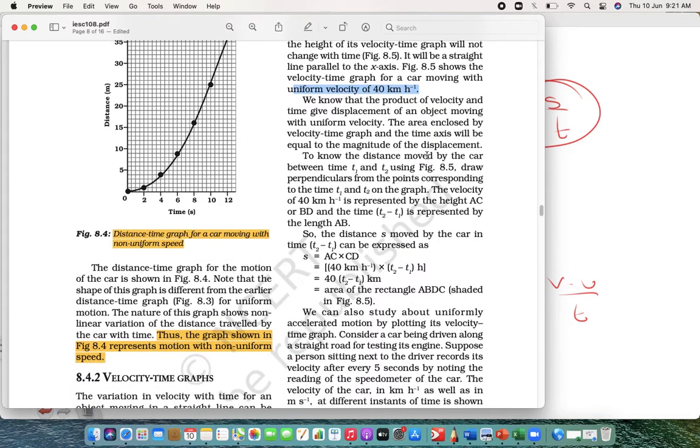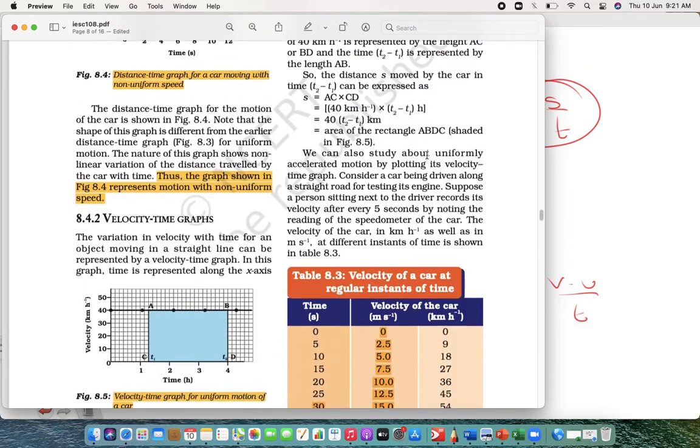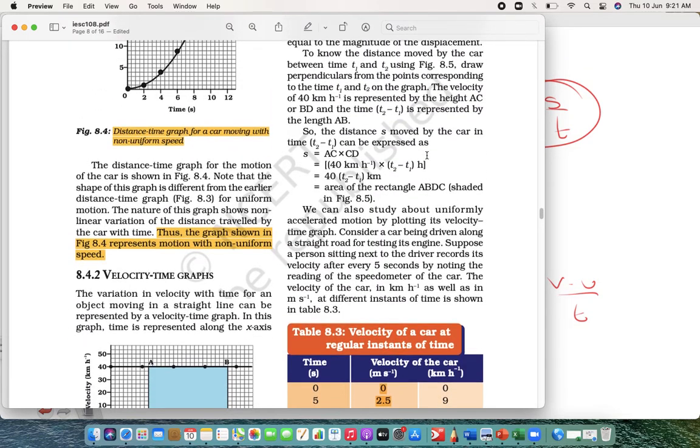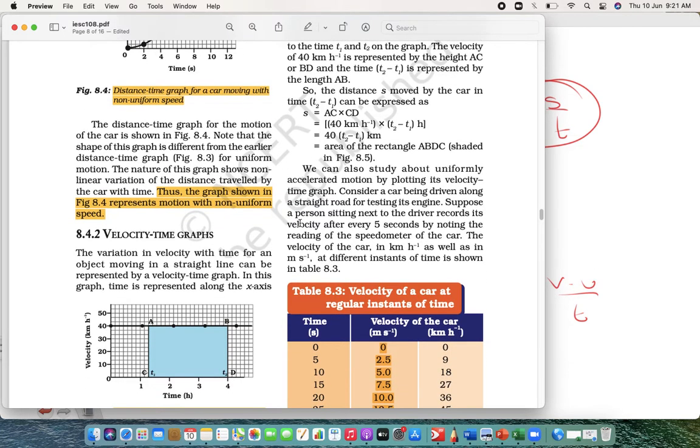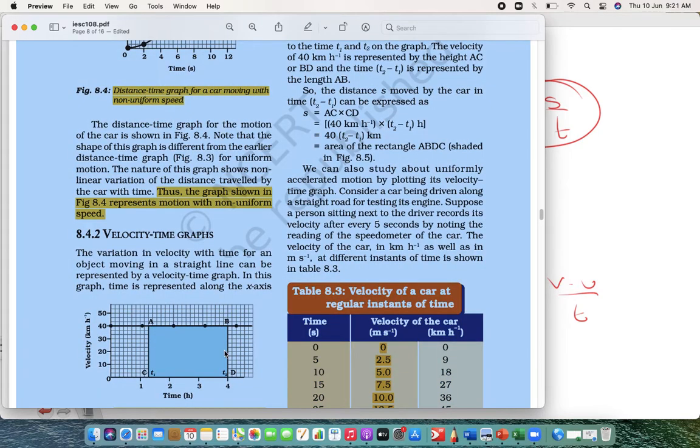Okay, and this is what you have to understand. Now the very important thing is, from the velocity versus time graph, the shaded region. So now see, they have a shaded region here. Let me show you. They have put a shaded region like A, B, C, D.